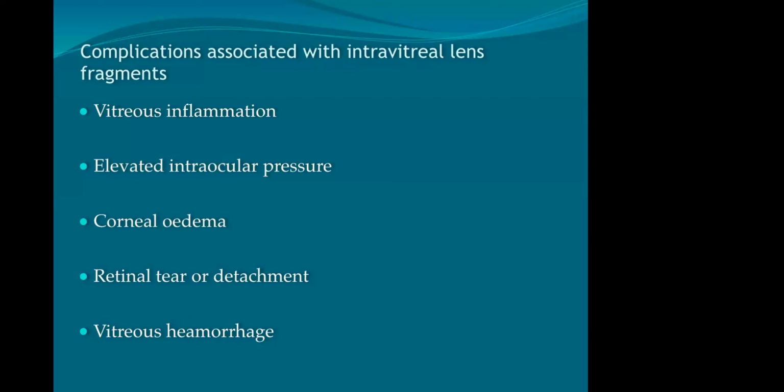But a few months later, the patient came with severe red eye and inflammation. So I had to use anti-inflammatory drugs, anti-glaucoma drugs, and finally did a vitrectomy, removed the lens fragment, and she was fine. So the main problem with lens matter in the vitreous is severe vitreous inflammation, and that will elevate the intraocular pressure. At the same time, the patient will get corneal edema. Then, of course, the lens fragments in the vitreous can cause retinal tears and detachments, and then vitreous hemorrhage. Those are the complications of lens fragments in the vitreous.